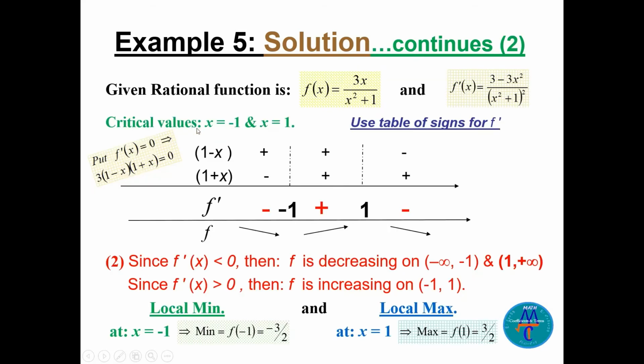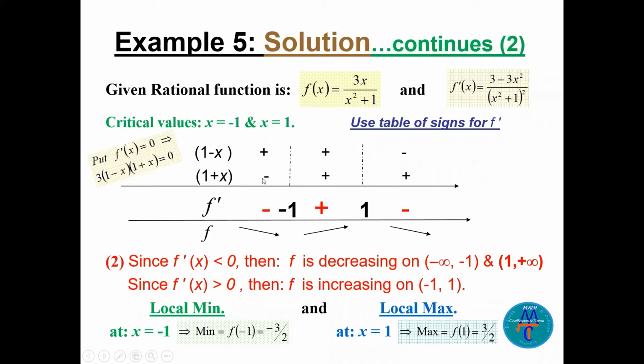You know, critical values, you can get them from f prime equal to 0 here. Take 3 outside, and then 1 minus x squared, you can factor it, difference between two squares. So (1 minus x)(1 plus x), you put them on the table, and then you choose a number between minus infinity and minus 1. If you choose any number, let's say minus 5, this will be positive, this will be negative. Between minus 1 and 1, you can choose 0. It will be positive and positive. Greater than 1, you can choose 7 or 50.